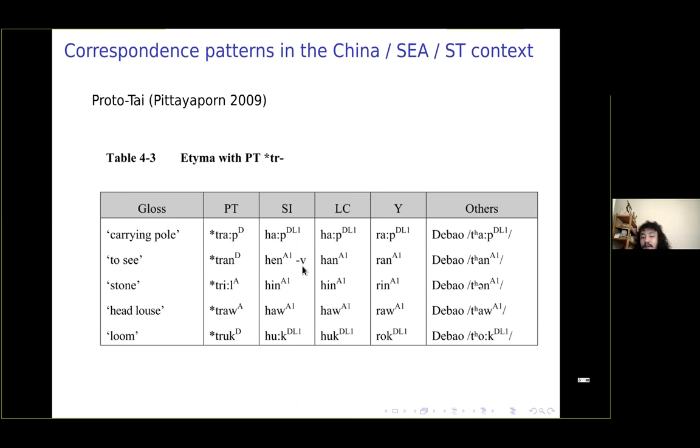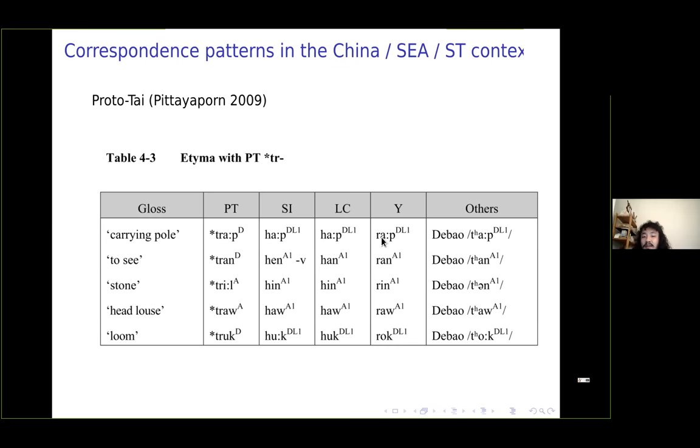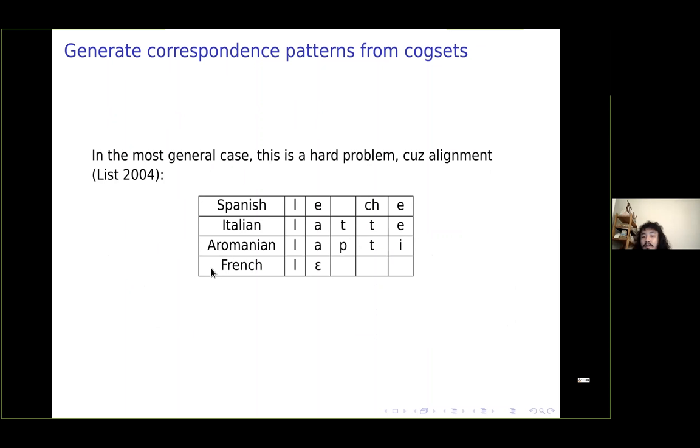Okay, in the most general case, generating correspondence patterns from cognate sets is a generally hard problem, because basically to do this kind of patterns, you need alignment, which means that you need to take leche and latte and lapte and lait and fit them together into this kind of table, so you can say that you have Spanish L, which corresponds to Italian L, which corresponds to Romanian L, which corresponds to French L, and so on.